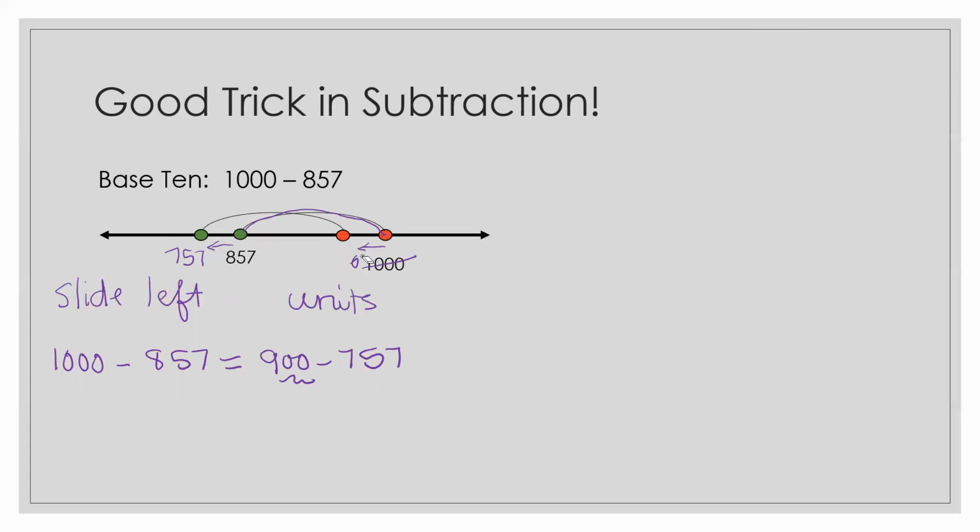Well, 100 sliding to the left didn't help. So I'm going to slide a different amount that could be a little bit more helpful. So let's say I slide to the left just 1 unit. Okay, why 1 unit? What is 1 unit to the left of 1,000? What is that number before you get to 1,000?